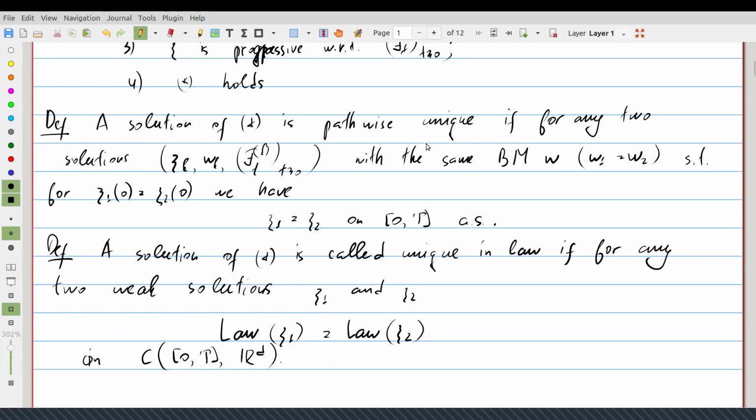So every strong solution is obviously a weak solution. And actually, one interesting and characteristic feature of strong solutions is that they are actually functions of the initial condition and the whole trajectory of the Brownian motion used in this SDE. And this is an observation that we will revisit later a bit.